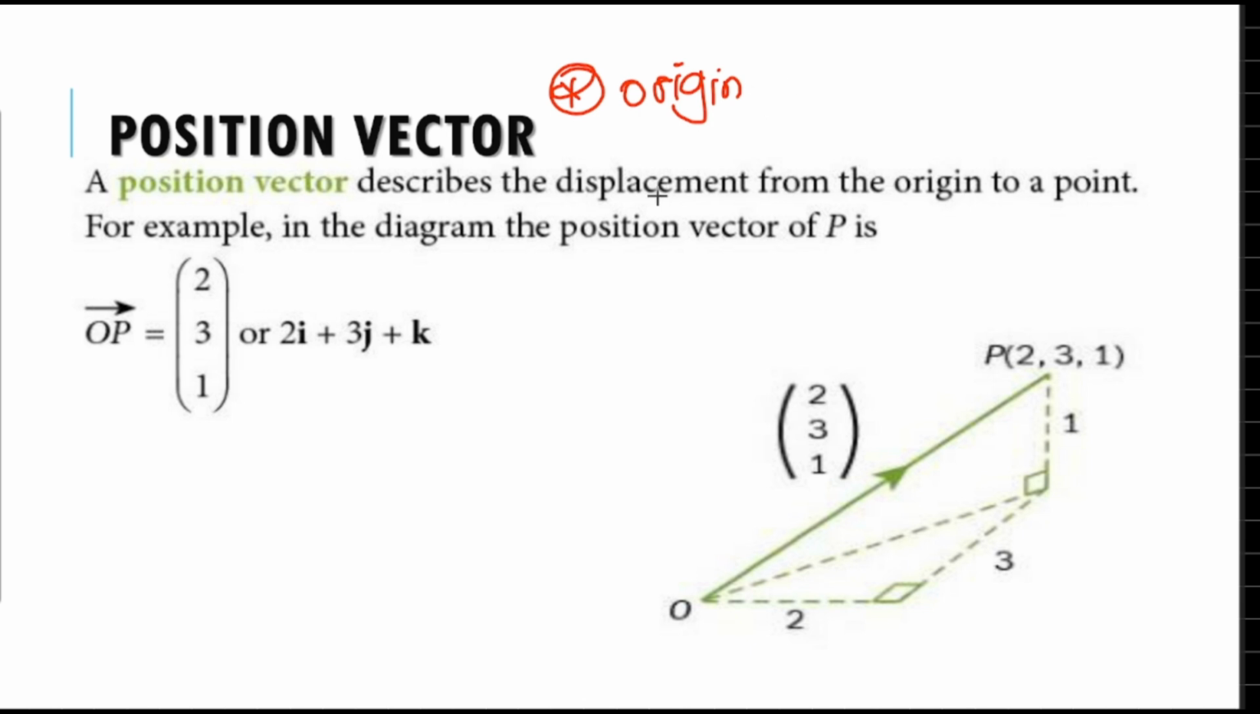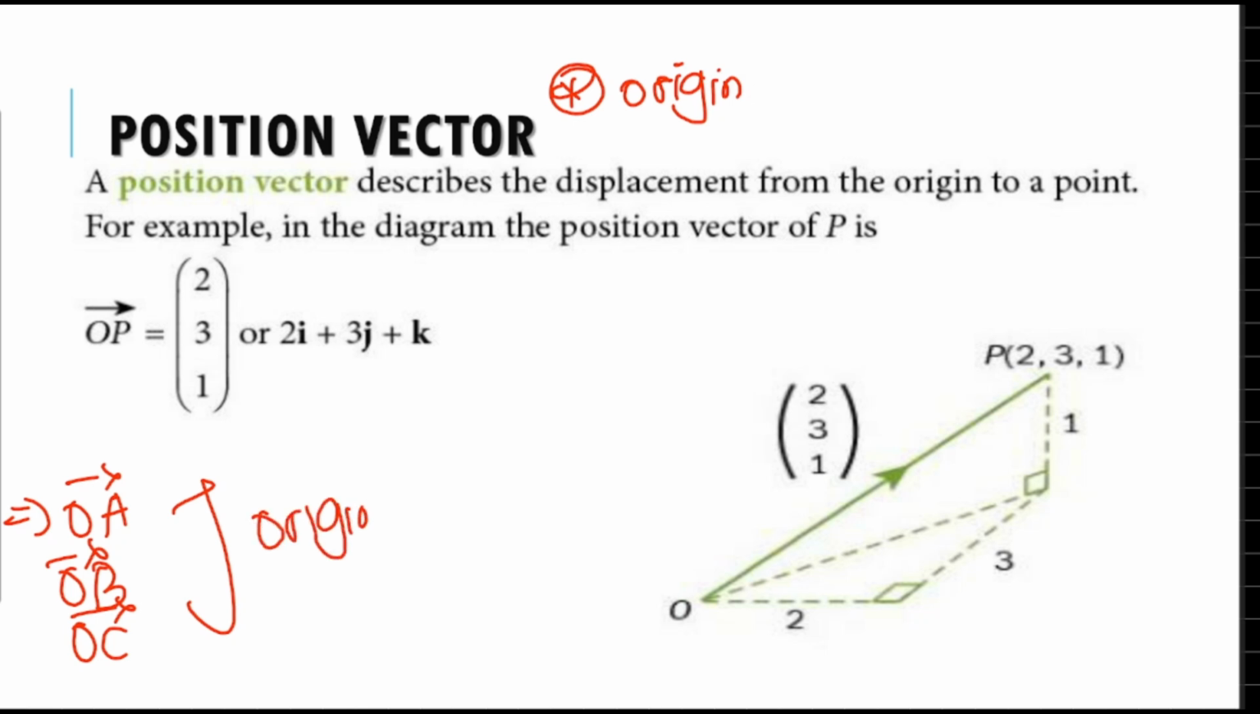So position vectors are always represented as OA, OB, OC. Okay, because they start from the origin, the point of intersection of the x and y axes. So this is the representation of a position vector. Anywhere you see writing like this that starts with O, it means it is a position vector. Any other vector that does not start from the origin is a displacement vector.